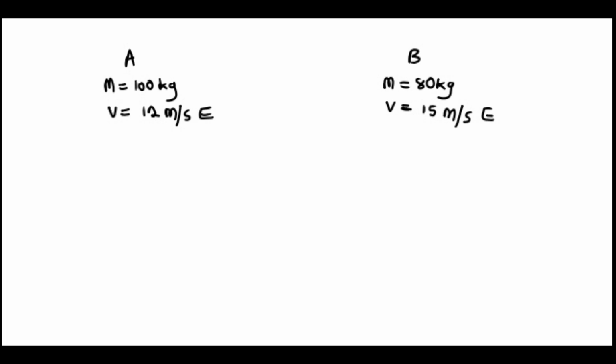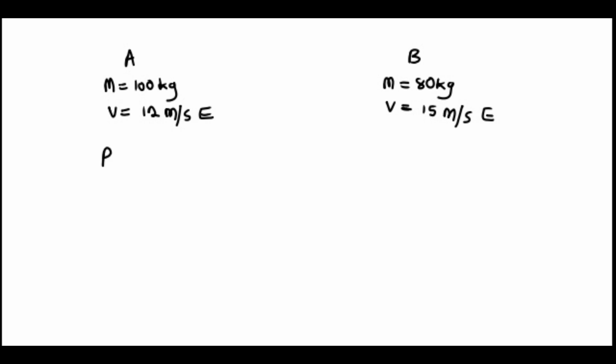You can pause the video and try to do this on your own and see if we get the same answers. Now, let's look at it. We have object A, which has a mass of 100 kilograms and a velocity of 12 meters per second in the direction of east. We have object B with a mass of 80 kilograms and a velocity of 15 meters per second, also going to the east. We want to know which object is the most difficult to stop. Let us look at their momentums.